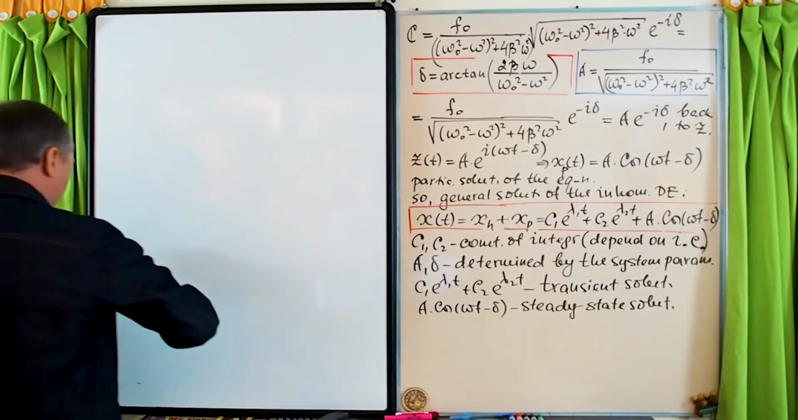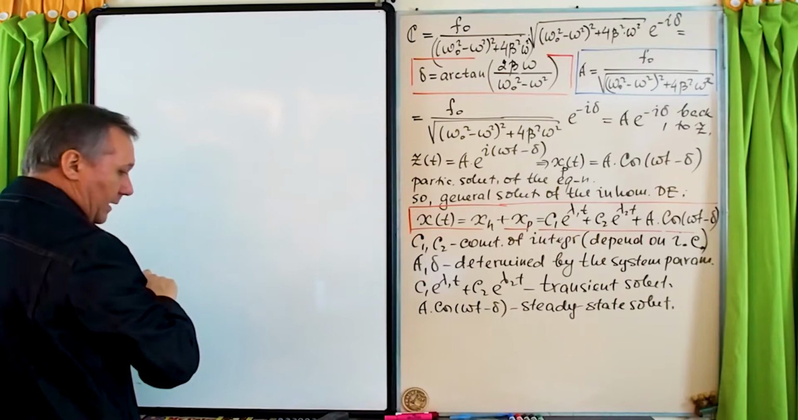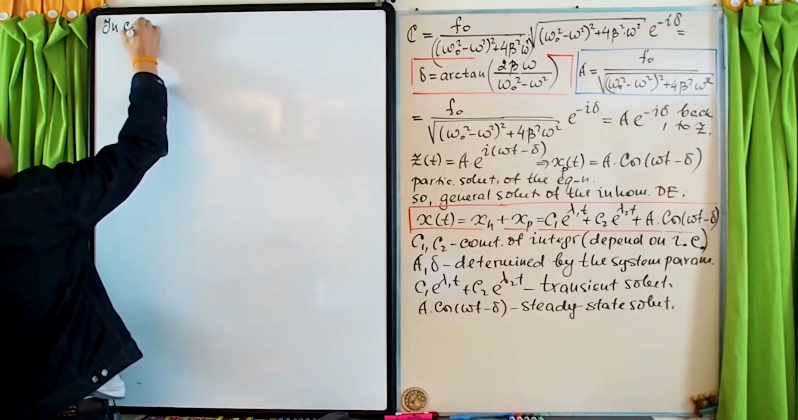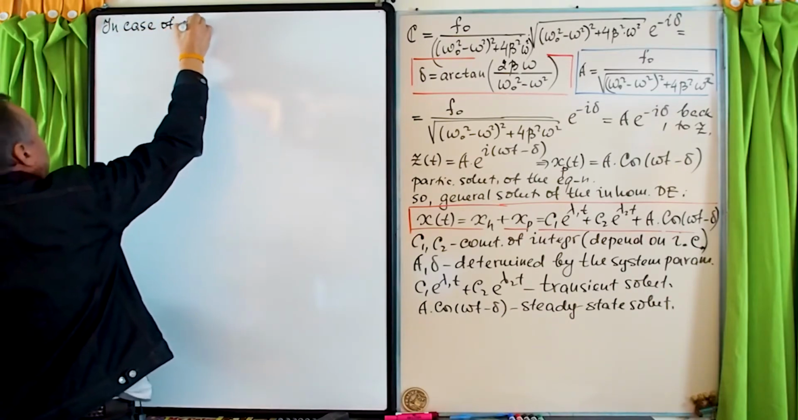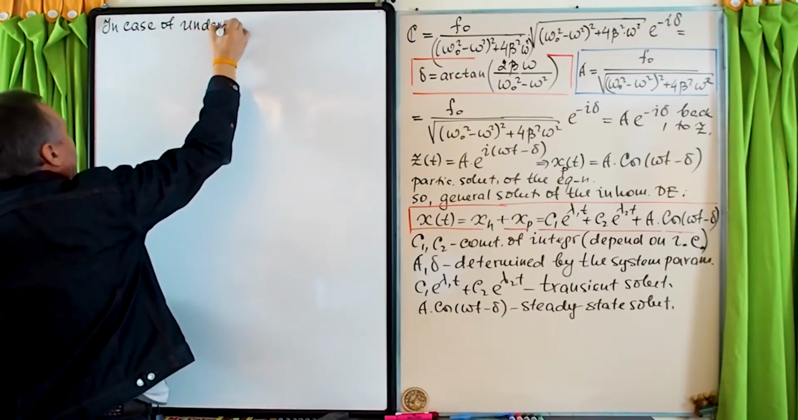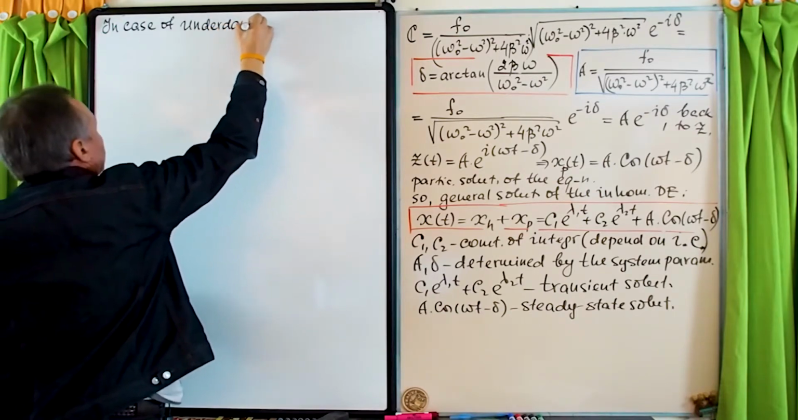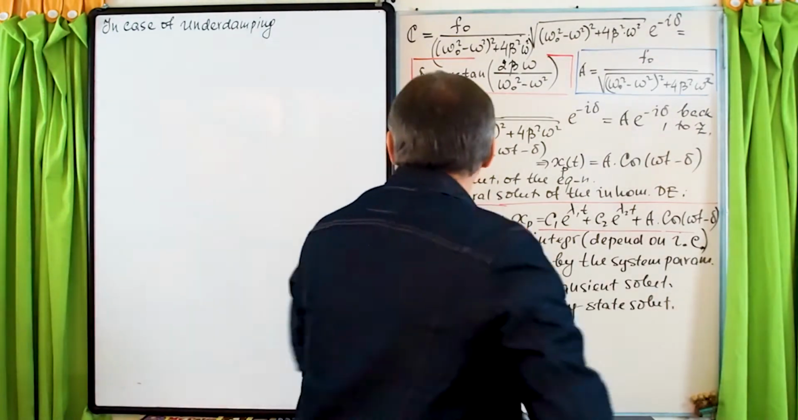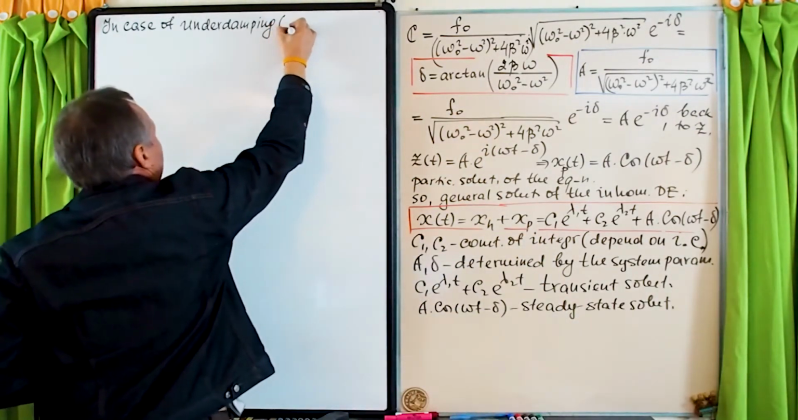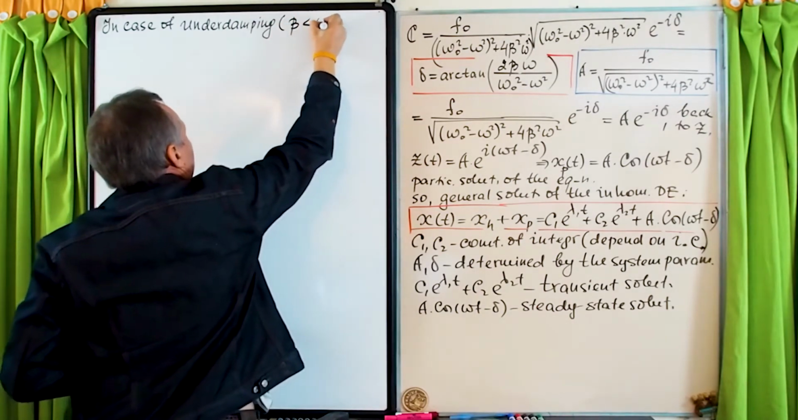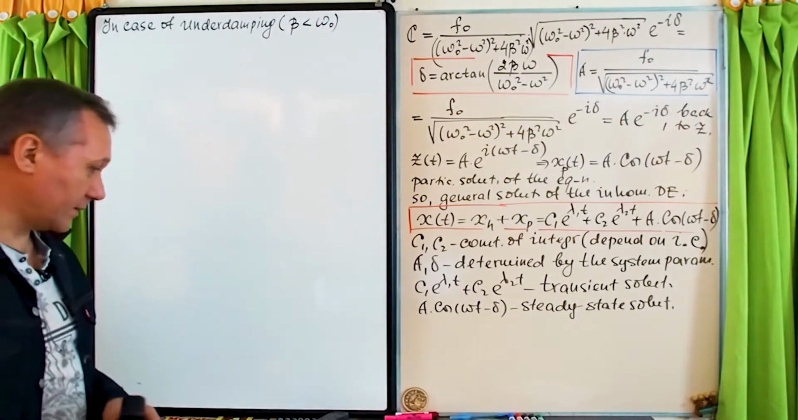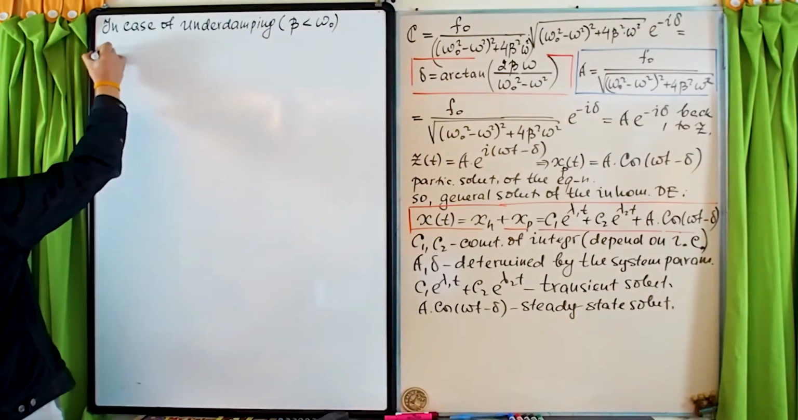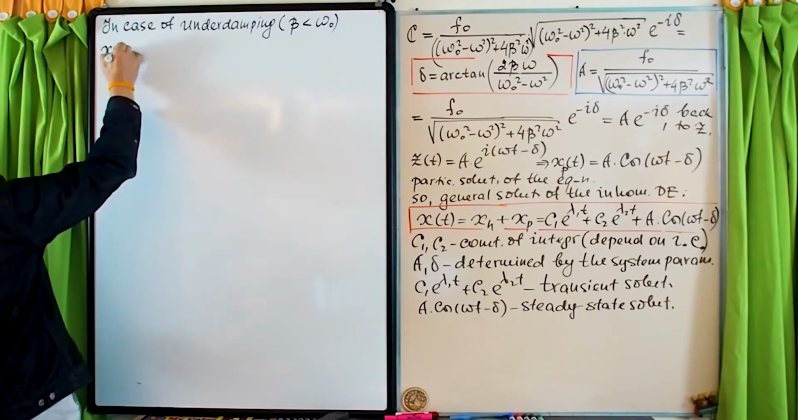In case of underdamping, of course we can write the solution in. Probably first let me write. So of course, what does it mean, underdamping? Beta is less than the natural frequency of the system, right? So the general solution, of course, can be rewritten in a slightly different form.